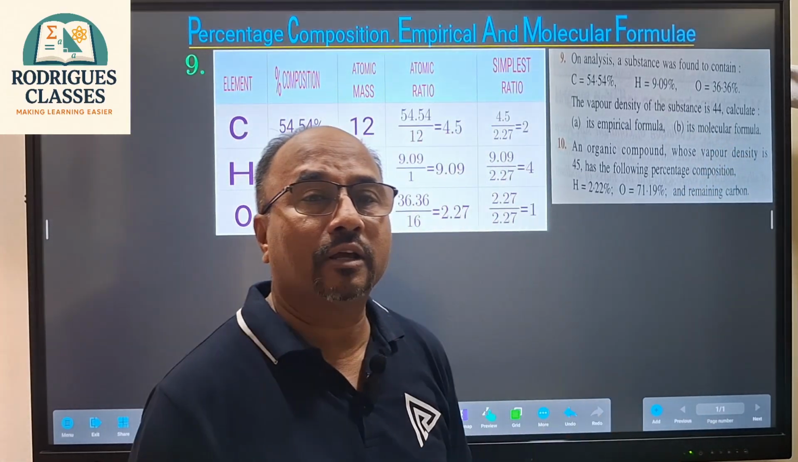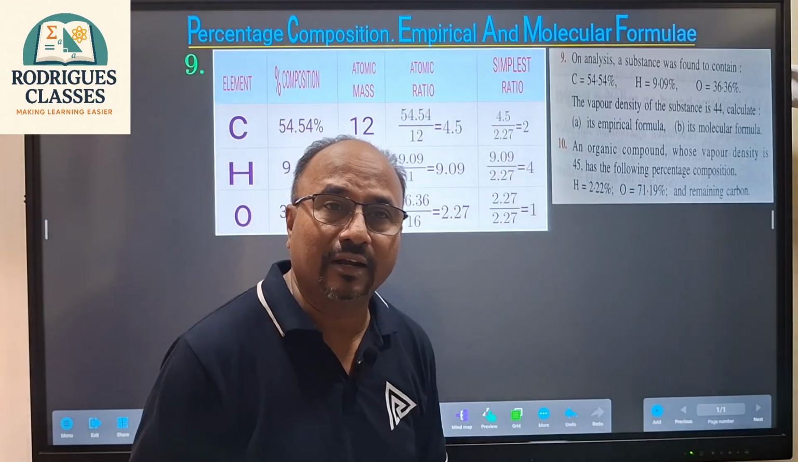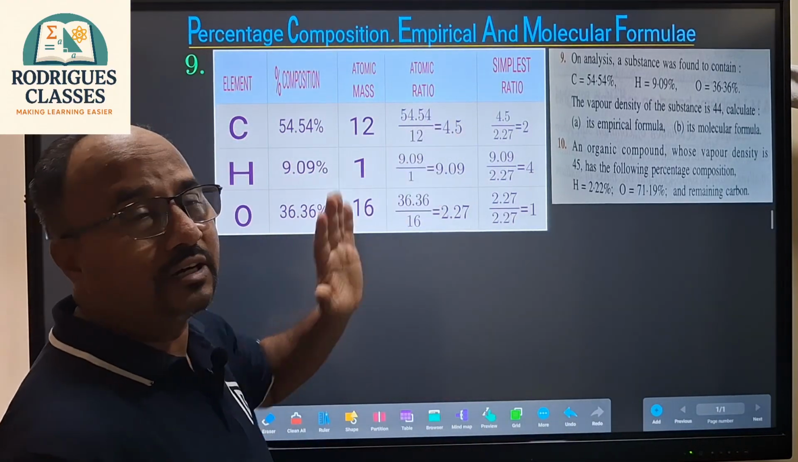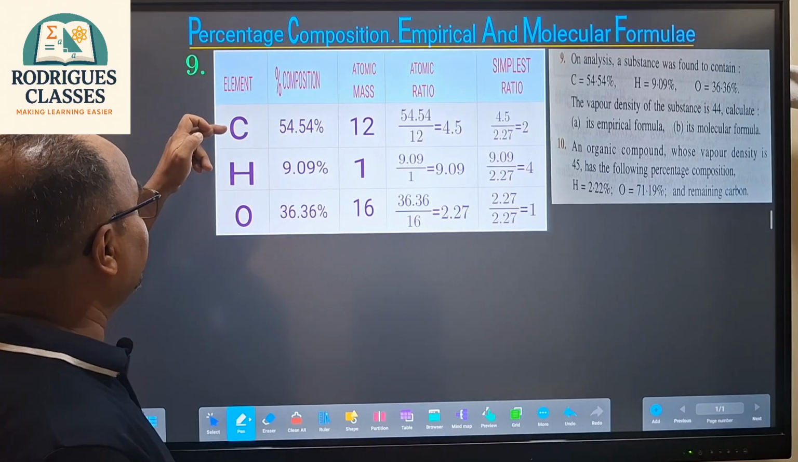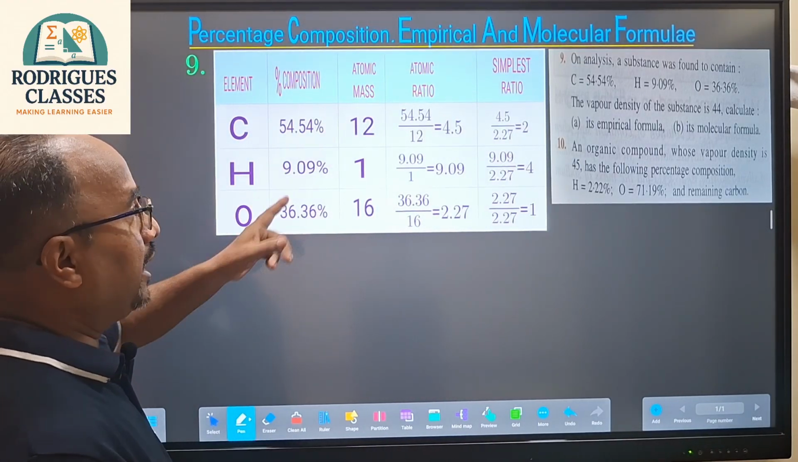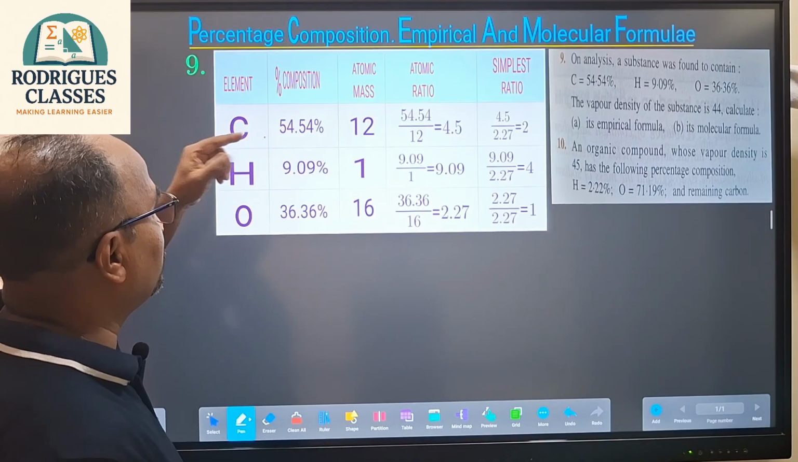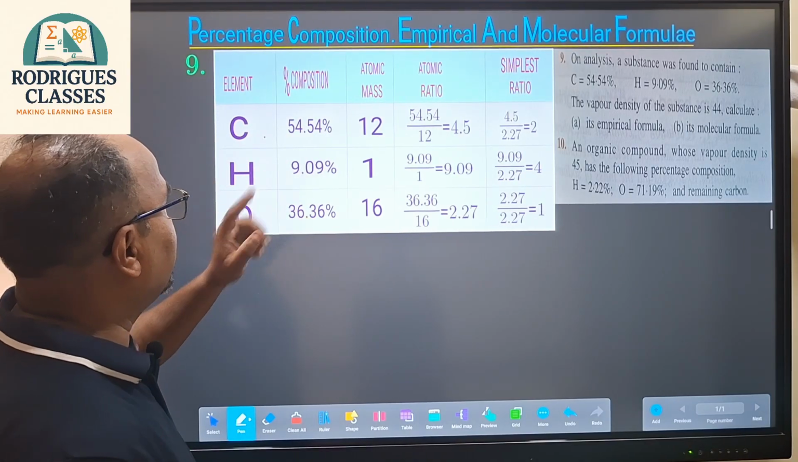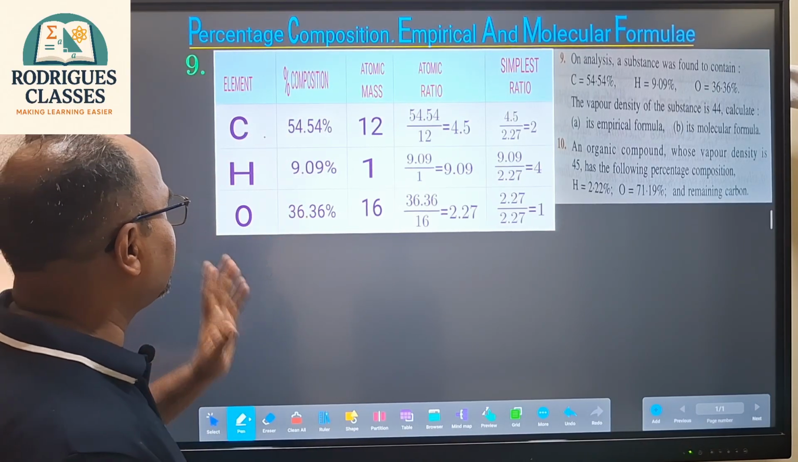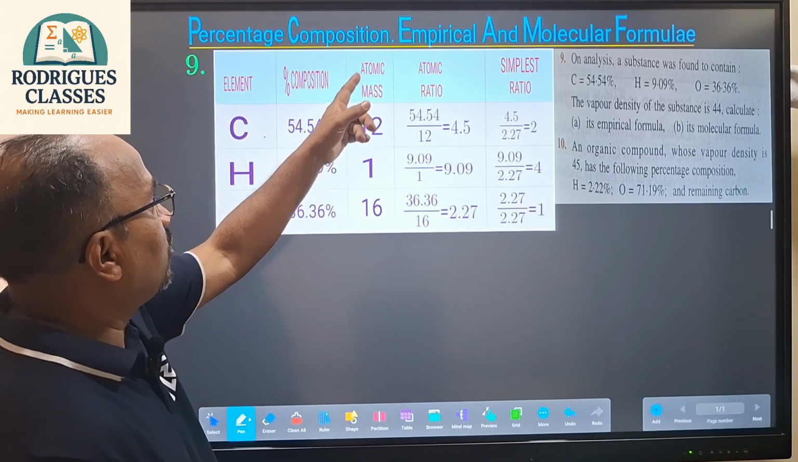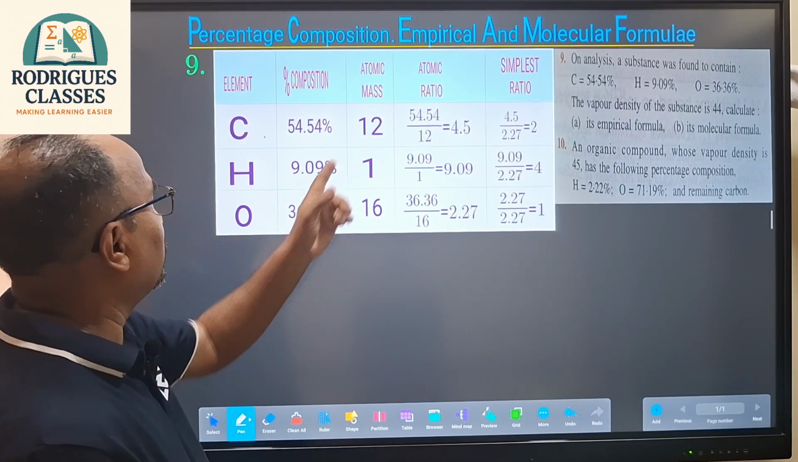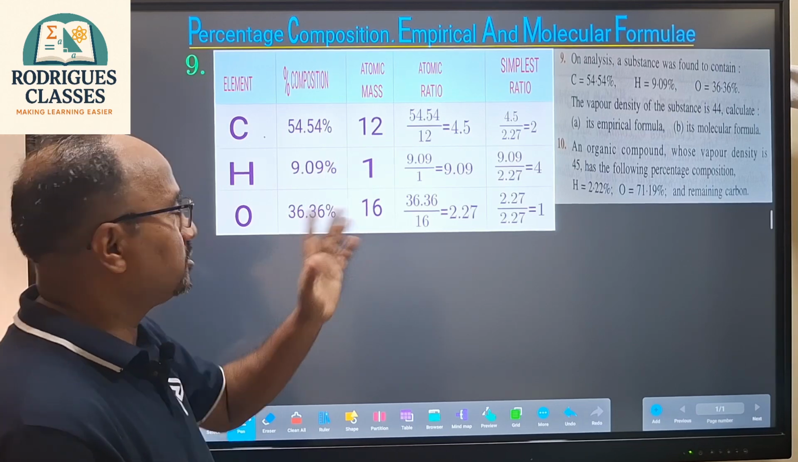So because empirical formula is there, so the solution will contain the table. So I have given the table ready, but follow the explanation. The three elements here are carbon, hydrogen, oxygen, and their percentage given as 54.54% and 9.09% and 36.36%. Okay. Atomic masses are mentioned here. For carbon 12, hydrogen 1, oxygen 16.